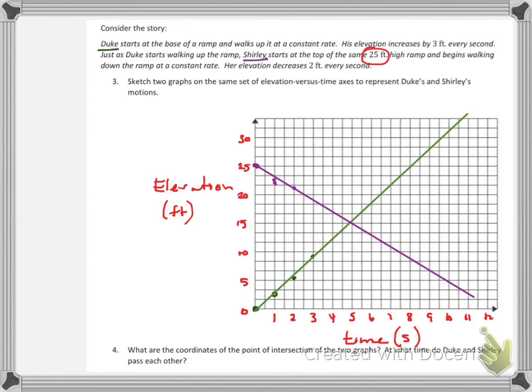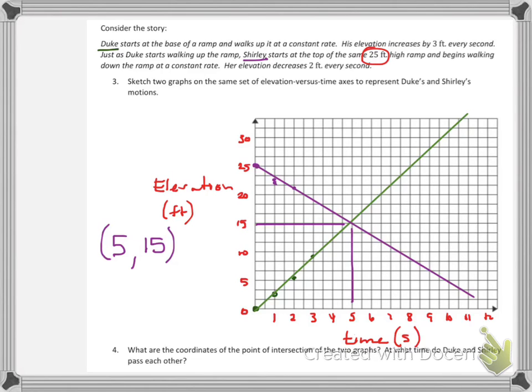Okay, what are the coordinates of the point of intersection? Well, it looks like we are at 5 seconds. So my x value is a 5. And looks like our y value is a 15. So after 5 seconds and at 15 feet up the ramp, or 10 feet down the ramp if you're Shirley. Okay, and that intersection is the solution to the system.